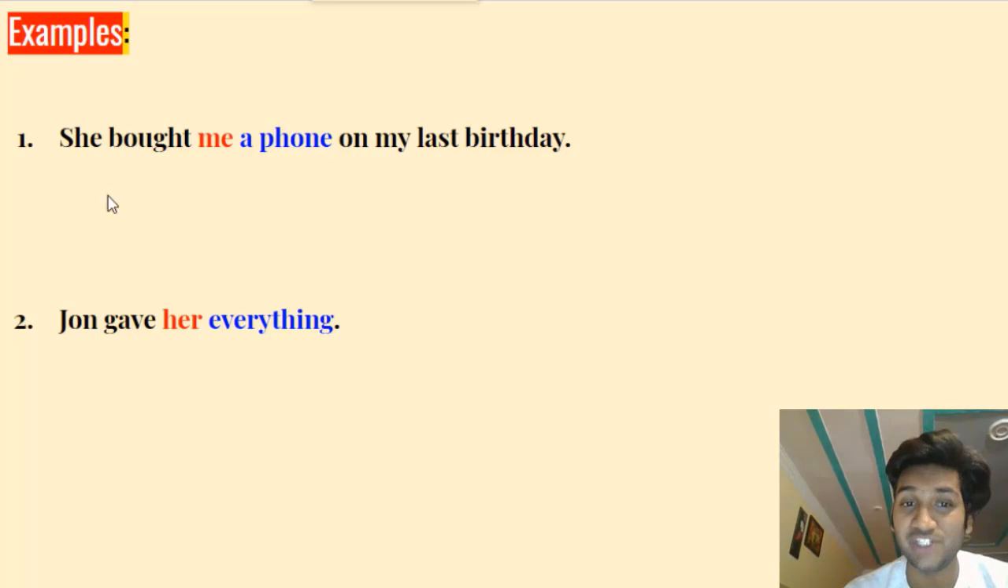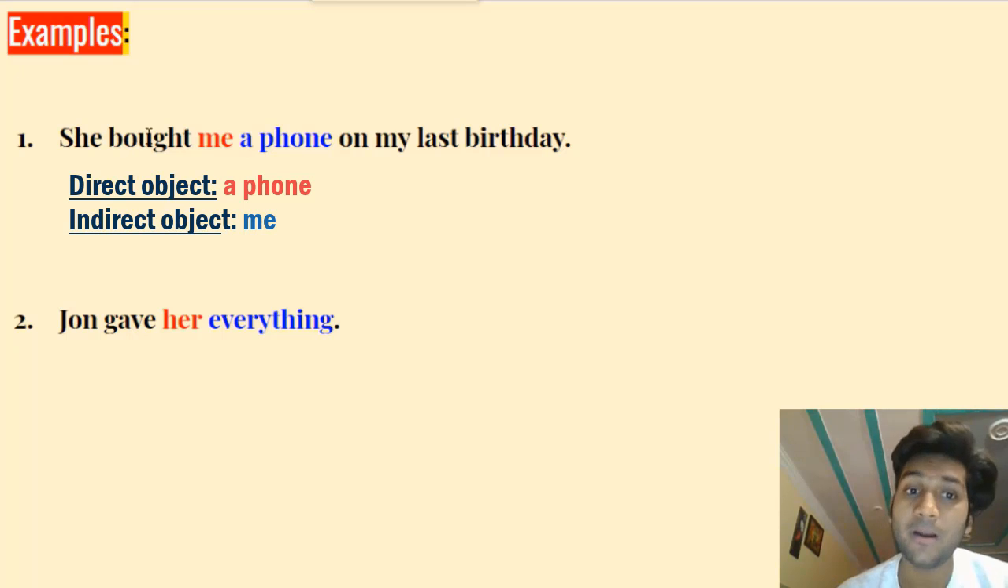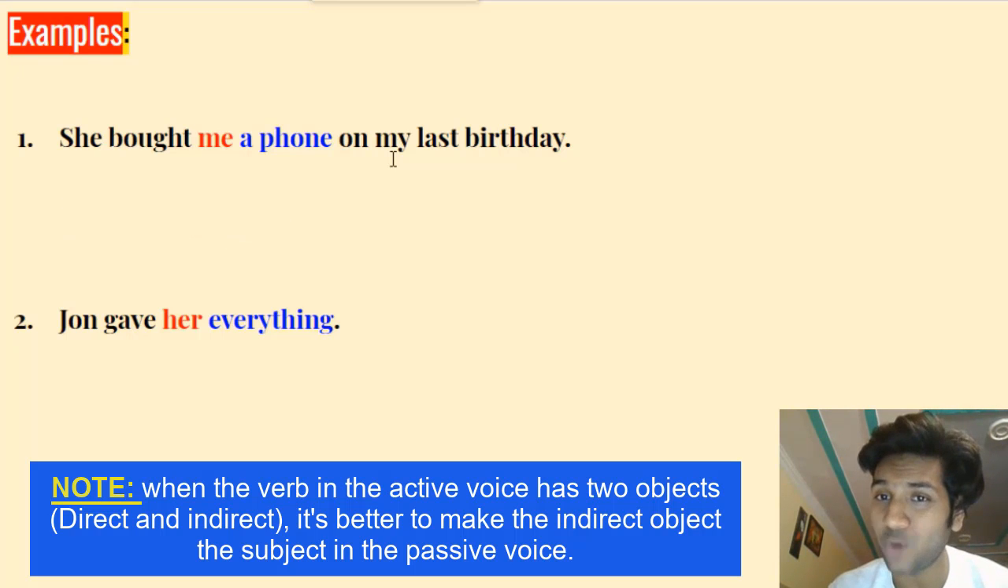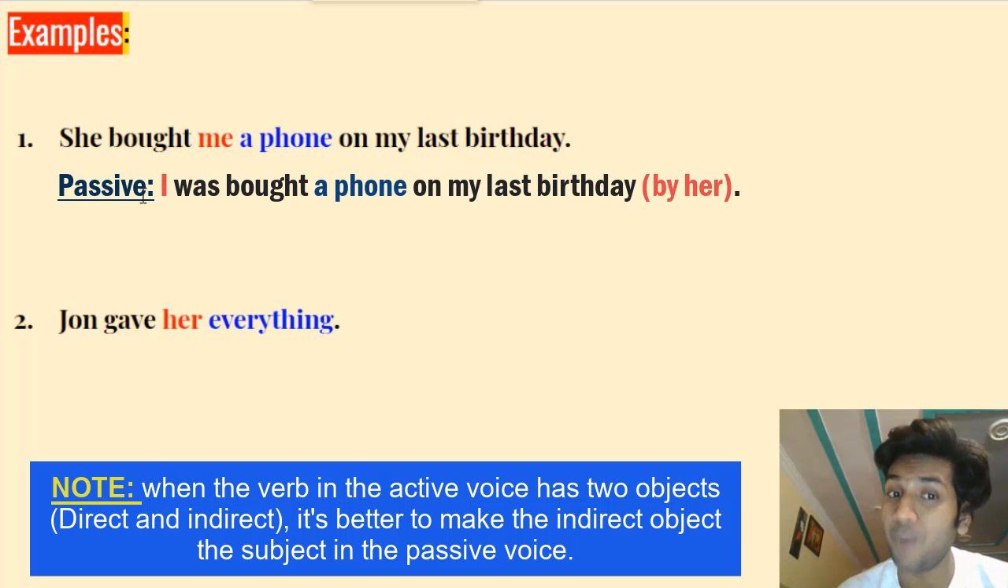Let's do it. She bought me a phone on my last birthday. She, the subject, the doer, bought, the verb. Me, an indirect object, a phone, the direct object, on my last birthday. So how will you change the sentence into the passive voice? When you have such an example in the active voice, make the indirect object the subject in the passive voice. So I'll say, I was bought a phone by her on my last birthday.